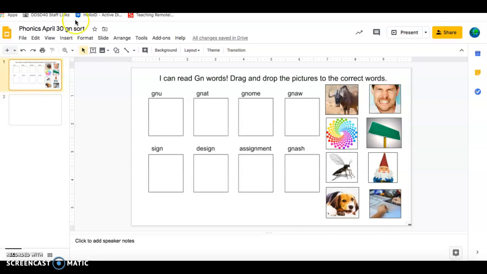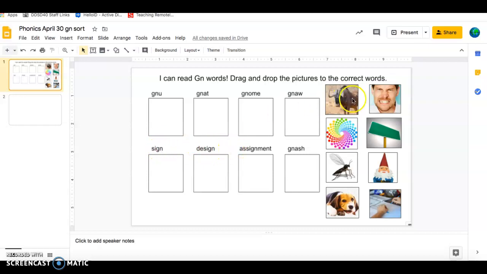Today for phonics, we are working on I can read GN words. GN says n because the G is silent. So sometimes the GN n sound is at the beginning of a word, like here, here, here, here, and here. Sometimes it's in the middle of a word, like here. Sometimes it's at the end of a word, like here and here.